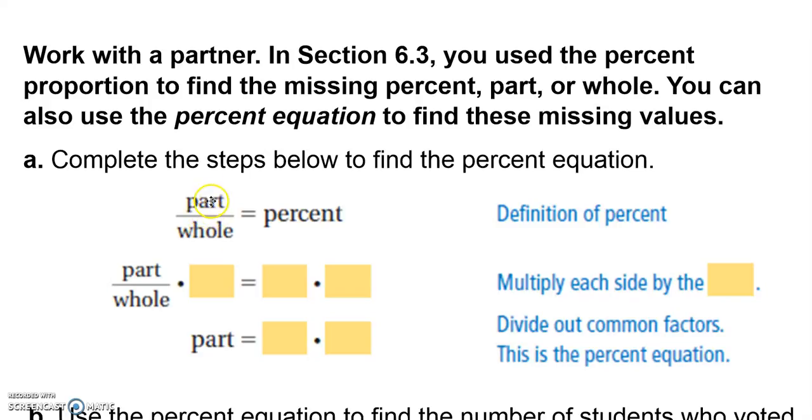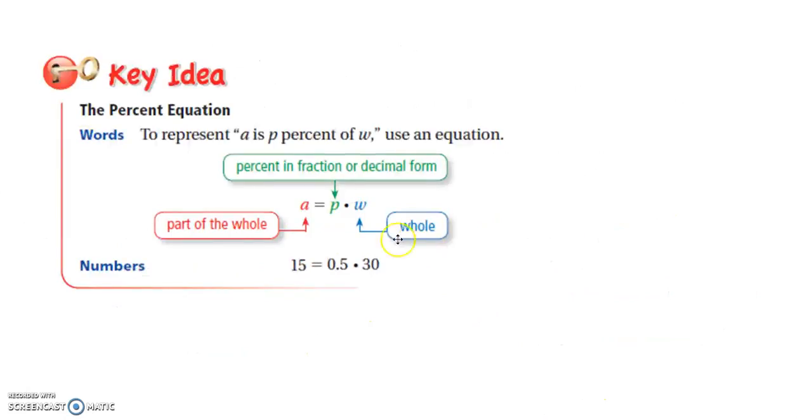So we had the part over the whole equals percent. And then multiply each side by the whole. Let's write this down in your notes. And we're just going to do an example. And then obviously write this as well.